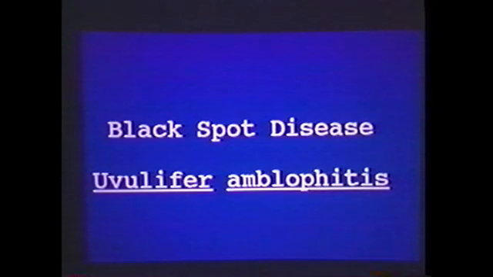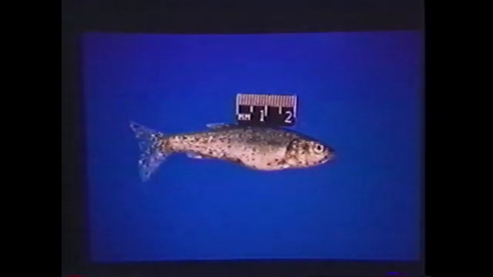flukes. Black spot disease, caused by Uvulifer, is another digenetic trematode. Here, these immature trematodes encyst into the epidermis or into the epidermis and dermis of affected fish. These fish develop a prominent granulomatous inflammatory reaction surrounding these areas, developing prominent little black spots, or in some cases white spots, on the fish. Here's a case in which we see prominent white spot development.